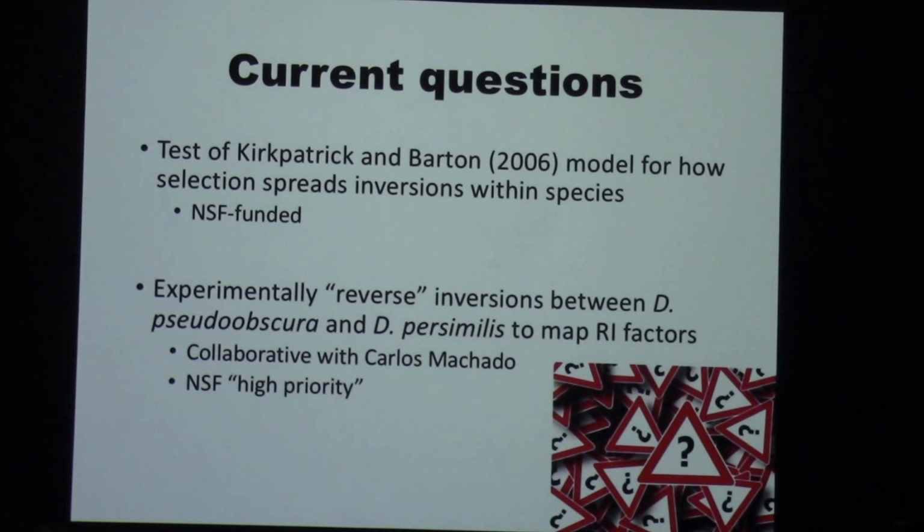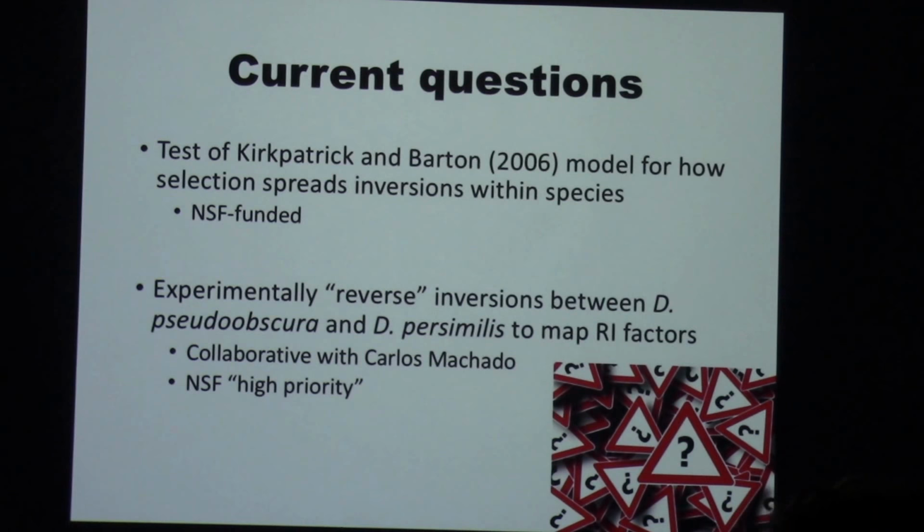And Carlos Machado and I are working to experimentally reverse some of these inversions between pseudoobscura and personalis to actually map where those factors are in the center there. That one we haven't heard the final word yet, but we heard it got into high priority. Unfortunately, since this one was funded, they're not so keen on giving us that one. But that's okay, it's fair. So that's what we're working on right now for that part of the talk.